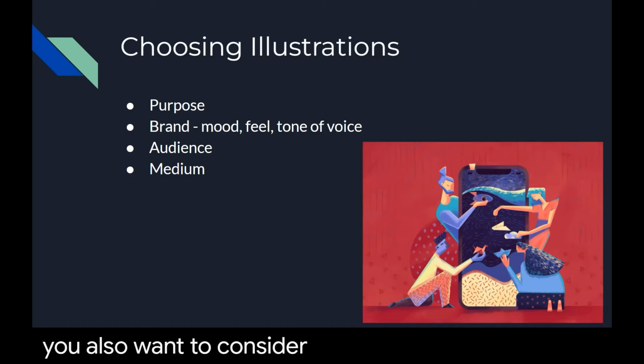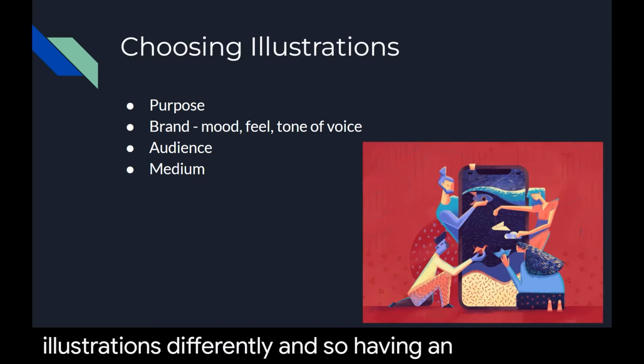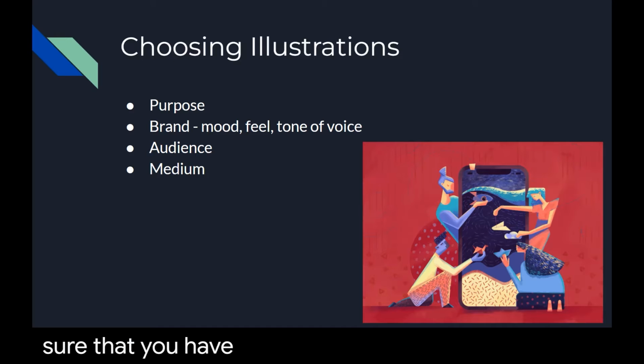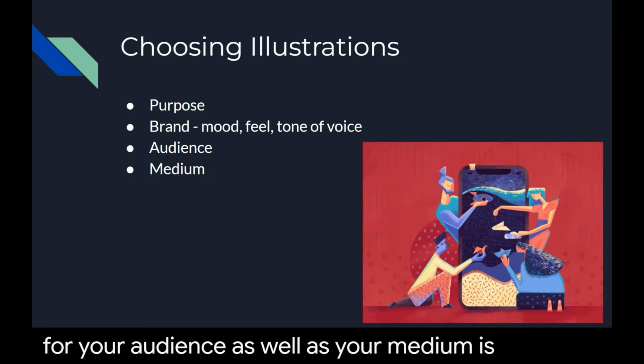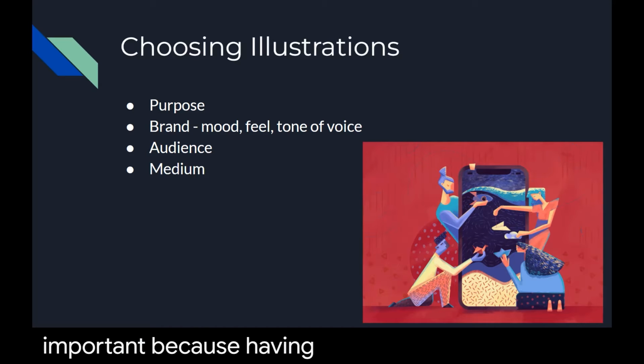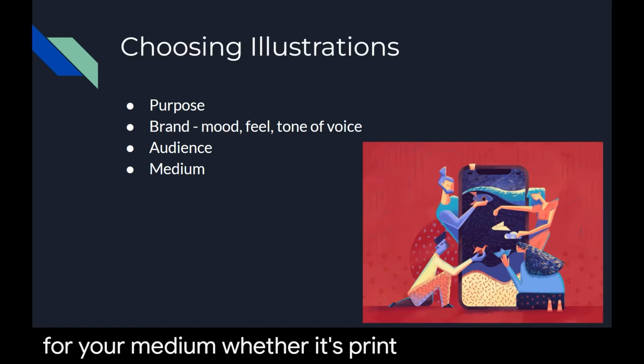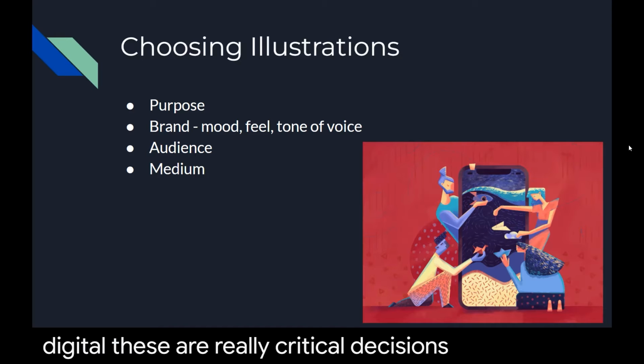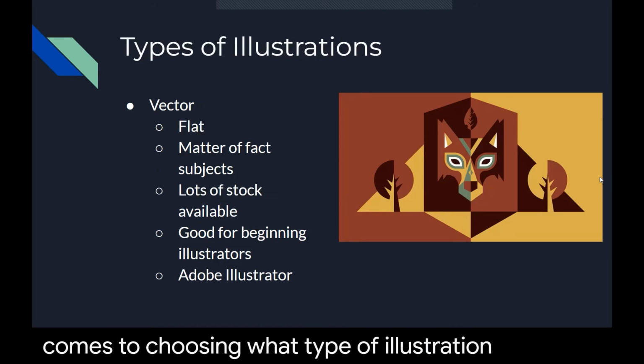You also want to consider what kind of audience you have when using illustrations. People react to illustrations differently. And so, having an illustration that's too simplistic for an adult audience may make them feel like you're talking down to them. So, making sure that you have illustrations that are appropriate for your audience as well as your medium is really important, whether it's print, broadcast, social, or digital. These are really critical decisions when it comes to choosing what type of illustration you're going to use.